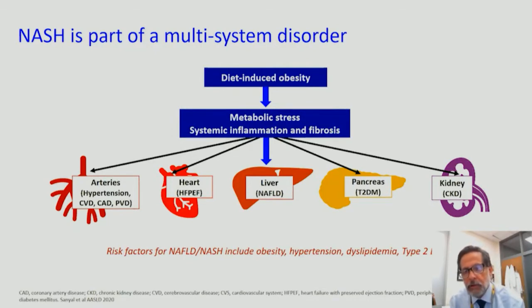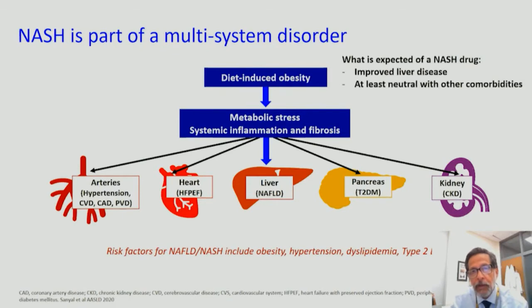The first point that I would like to make today is that NASH is part of a multisystem disorder. We often see patients with NASH who also have hypertension, coronary artery disease, heart failure with preserved ejection fraction, type 2 diabetes, or chronic kidney disease. While we recognize these as risk factors for fatty liver disease, these are common comorbidities, and at the root cause are linked to the fatty liver disease through a state of systemic metabolic stress, inflammation, and fibrosis, underlying which is diet-induced obesity and excess visceral adiposity. So what is expected of a NASH drug is that we not only improve the liver disease, but also be at least neutral with respect to these comorbidities, which represent competing threats to life.